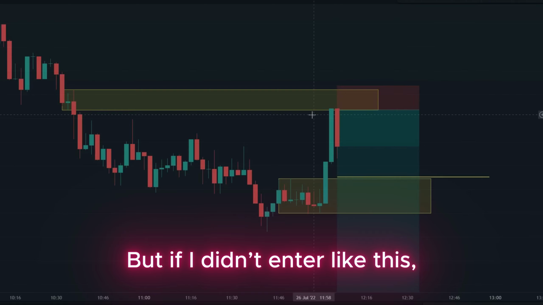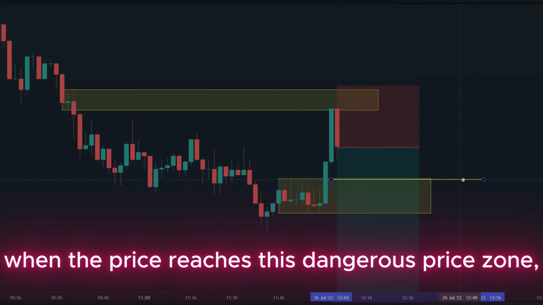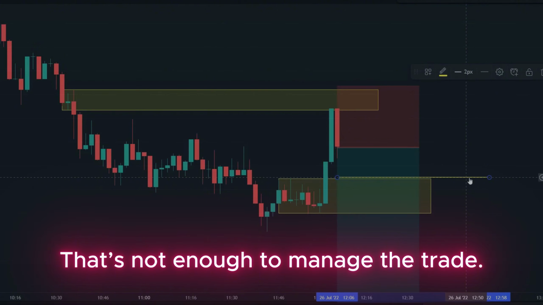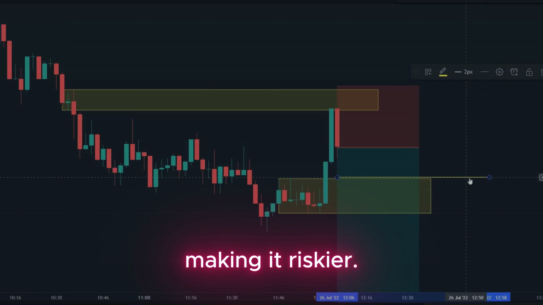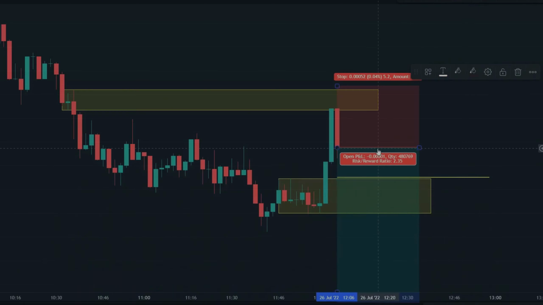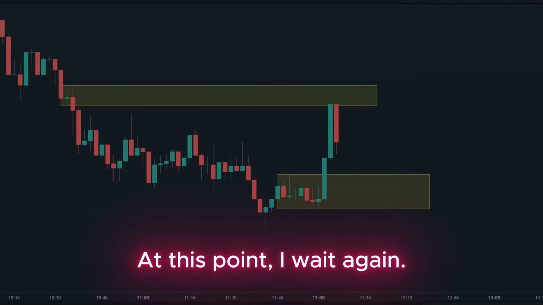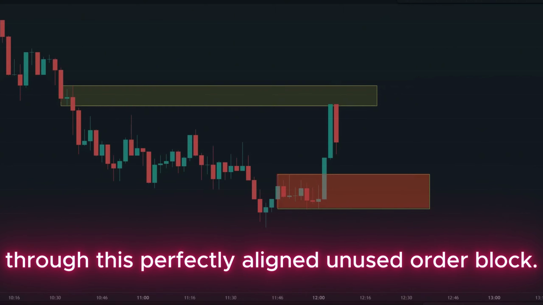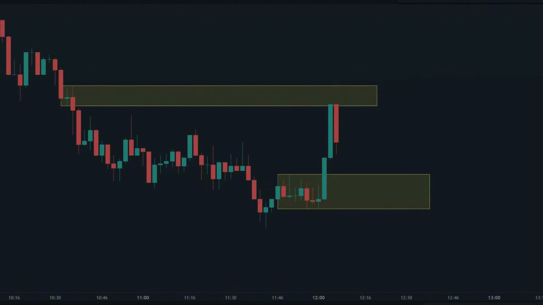But if I didn't enter like this, and entered here, when the price reaches this dangerous price zone, this trade would only have a small profit, about 0.5. That's not enough to manage the trade. So, this trade is either a win or a loss, making it riskier. So, I won't enter the trade. If it's not safe, I don't enter. At this point, I wait again. I wait to see if the price breaks through this yellow zone, through this perfectly aligned unused order block. Then I'll enter the trade afterward. So, I enter the trade later.